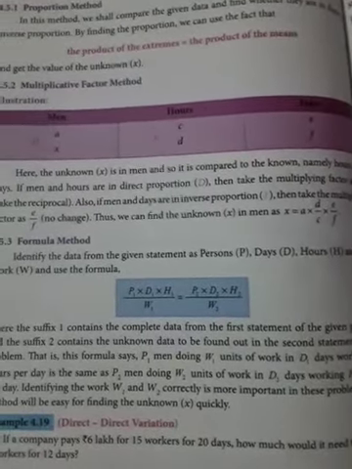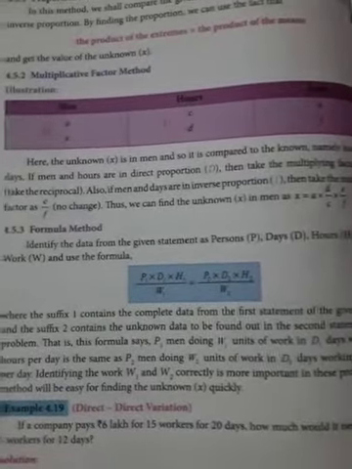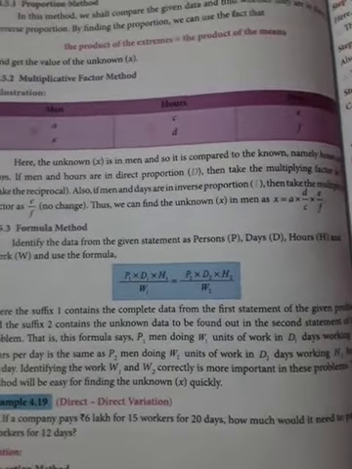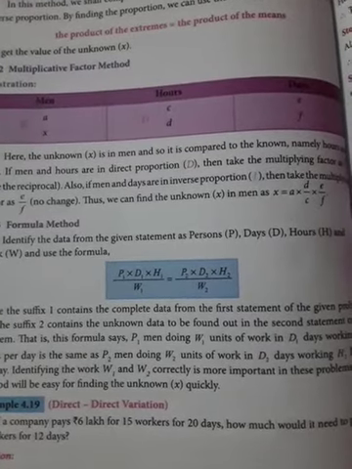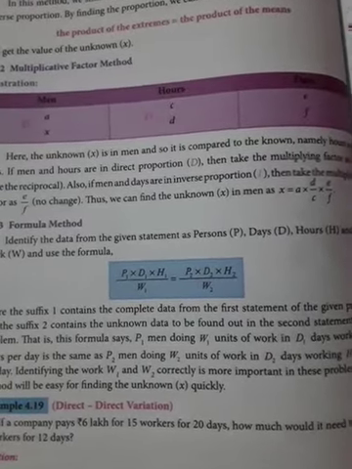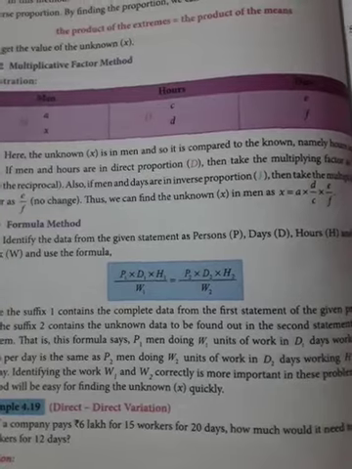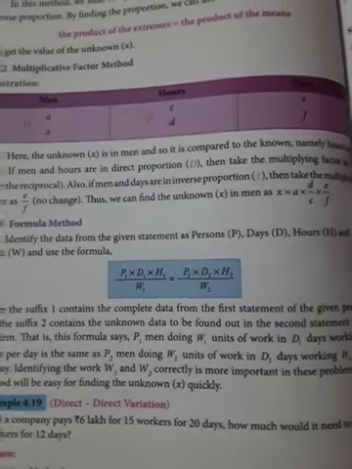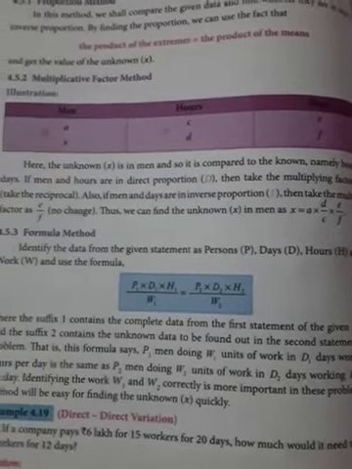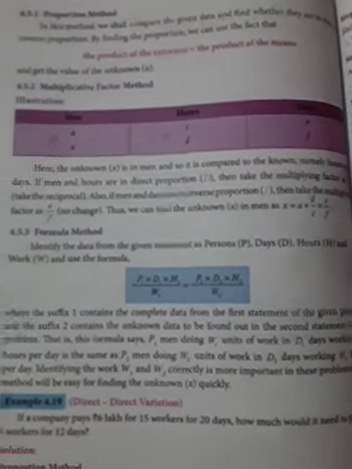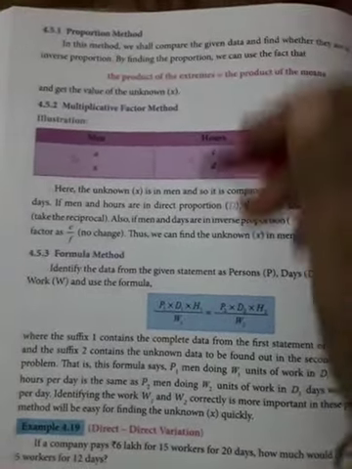And the last one is the formula method. The formula method is very easy, you just memorize this. What is the formula? P1 into D1 into H1 divided by W1 is equal to P2 into D2 into H2 divided by W2. Here P represents persons, D represents days, and H represents hours. That's it. And W is work. Okay, so you can use any one of these methods and solve the problem.